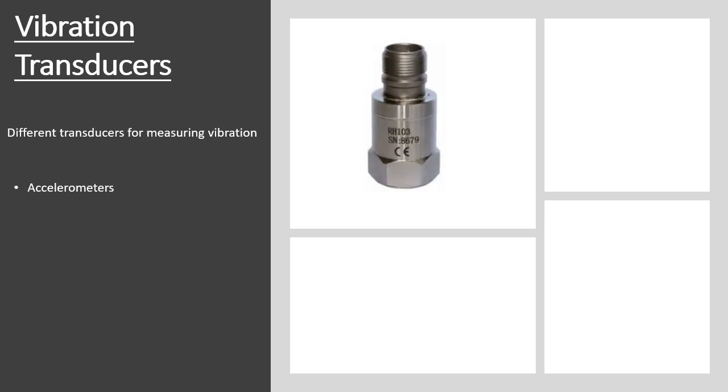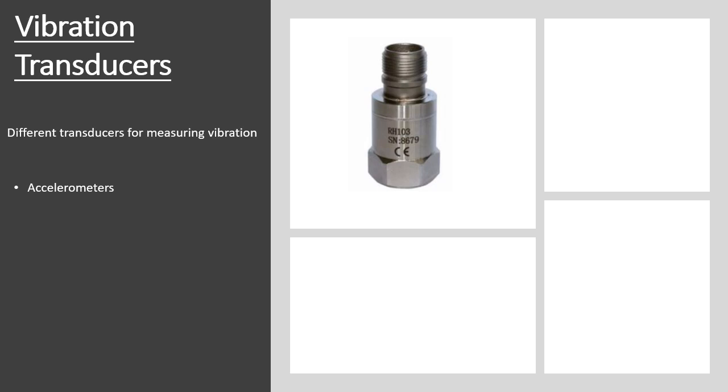We have different vibration transducers for measuring vibrations. We have three different units for vibration measurement. We can measure vibration in terms of acceleration, or in terms of velocity, or in terms of displacement. So now let's see the transducers. The first transducer is the accelerometer.